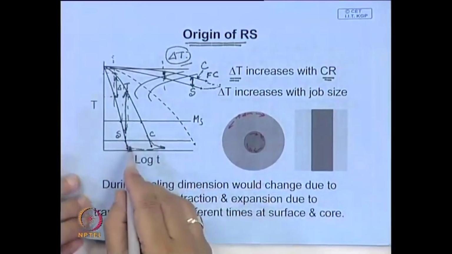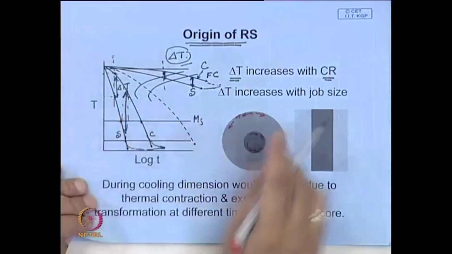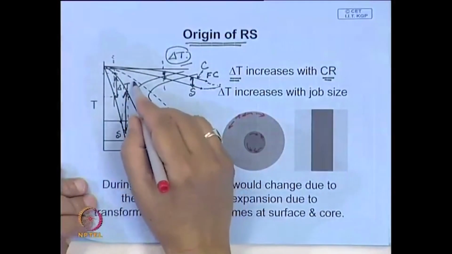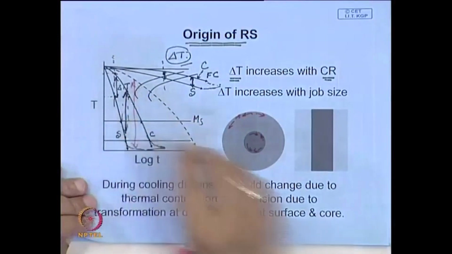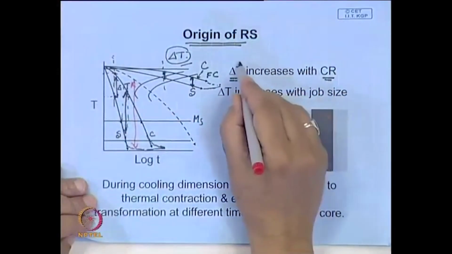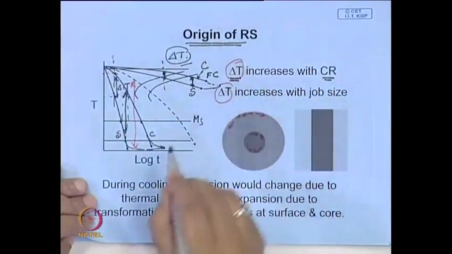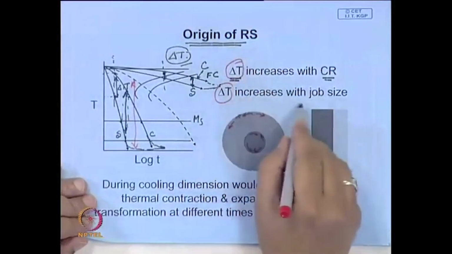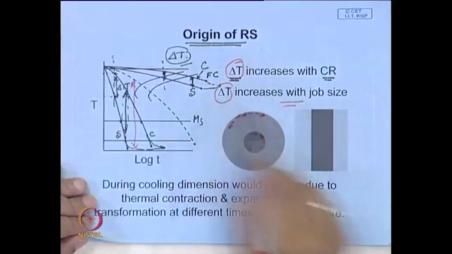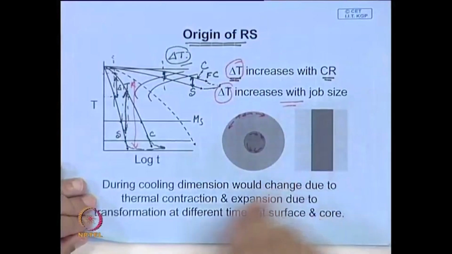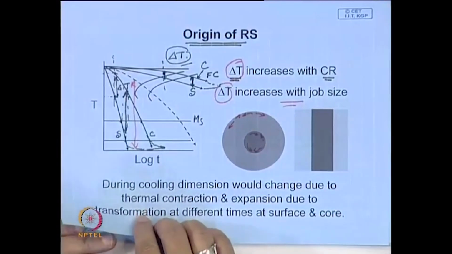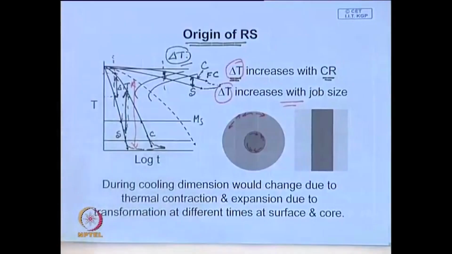And if your job size is more, suppose it is much bigger and you want to cool it, in that case this temperature difference can be much more. So, these are the two important things. To control the residual stresses, you have to play with the cooling rate depending on your job size and geometry, so that the job you are subjecting to heat treatment does not undergo any distortion as well as does not develop residual stresses.